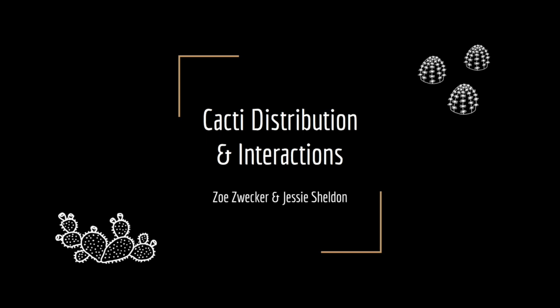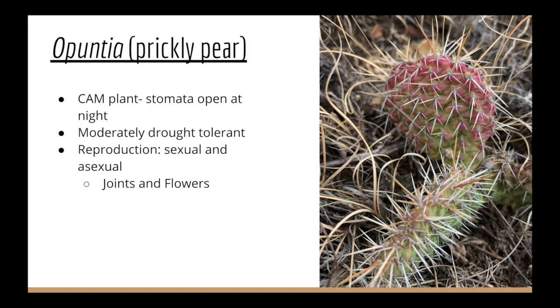Hi everyone, we'll be talking to you today about cacti distribution in Sonderman Park. So first, we'll introduce our first specimen, Opuntia, or more commonly the prickly pear cactus. The prickly pear is characterized by its long spikes and cladodes, the multiple lobes that serve a similar function as leaves. They grow anywhere from southern Canada to Mexico.